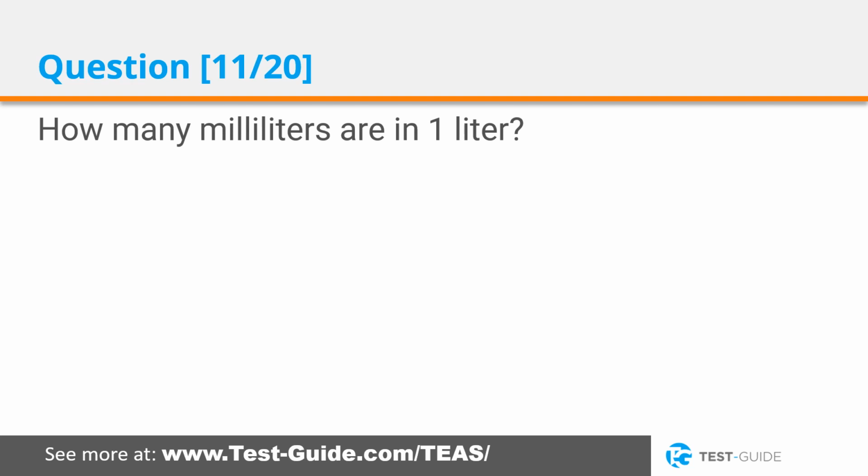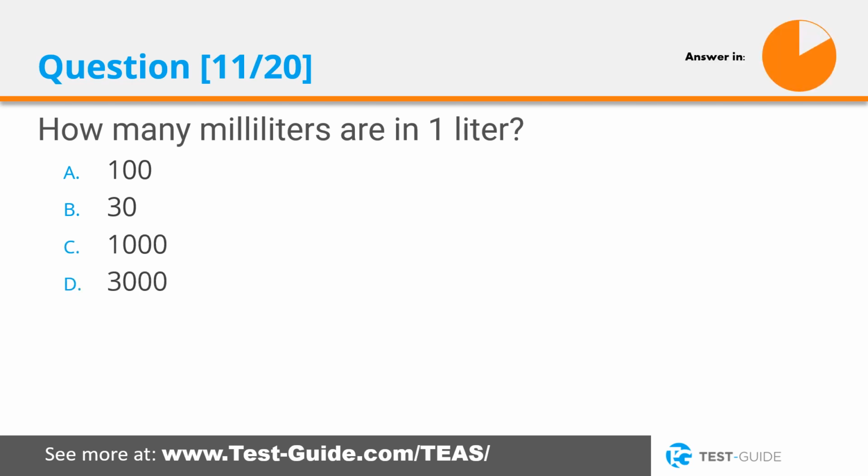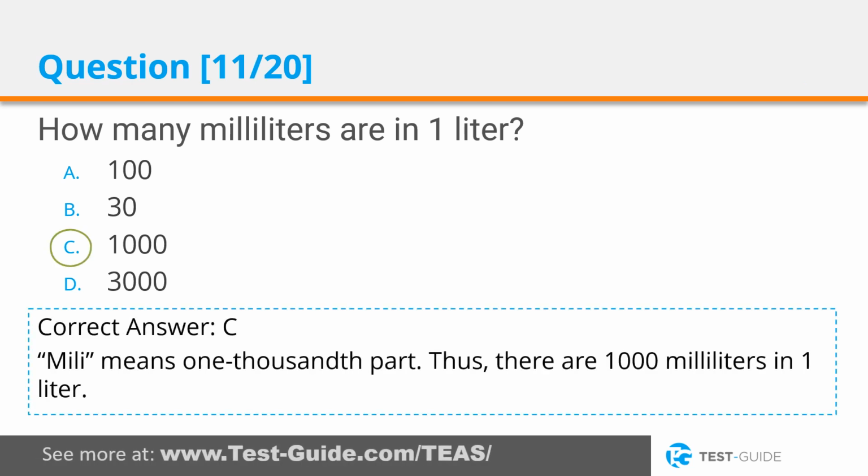Question 11. How many milliliters are in 1 liter? 100, 30, 1,000, 3,000. Correct answer is C. Milli means 1,000th of a part. Therefore, there are 1,000 milliliters in 1 liter.